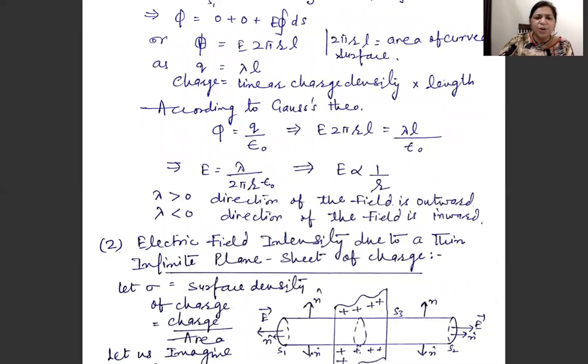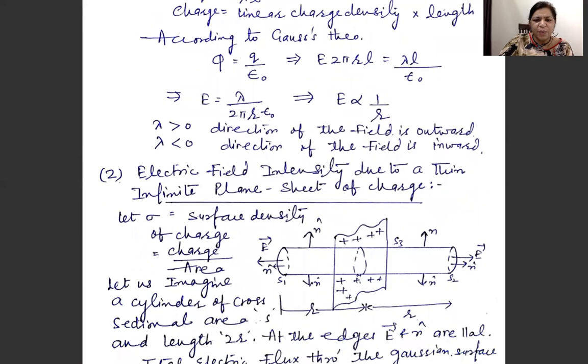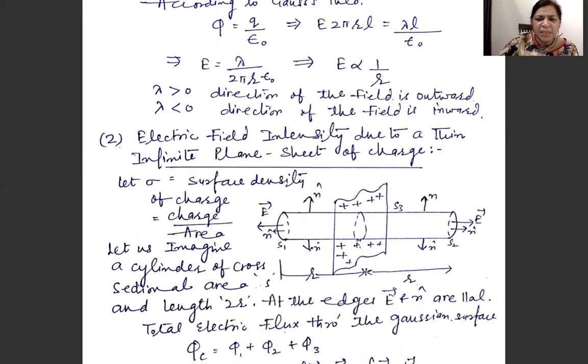Now charge is equal to lambda L. What is this lambda? Lambda is the linear charge density. You can say lambda is equal to Q by L. So from that formula you can have Q is equal to lambda into L. By putting these values in the Gauss theorem, we have phi is equal to Q by epsilon naught. In place of phi we can write E 2 pi R L, and in place of Q we can write lambda L by epsilon naught. So this L will get cancelled and you will have E is equal to lambda by 2 pi R epsilon naught.